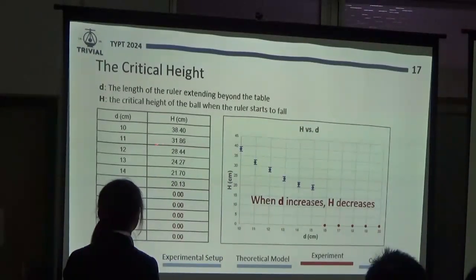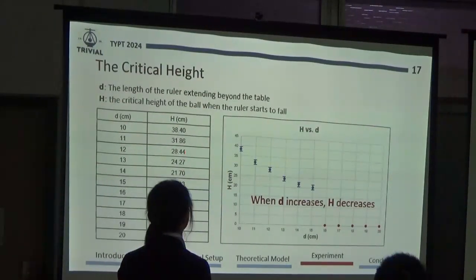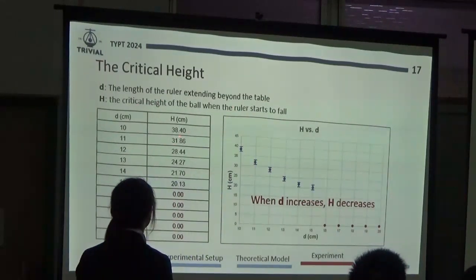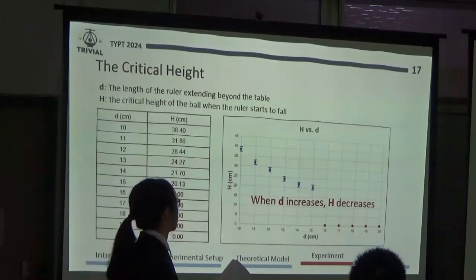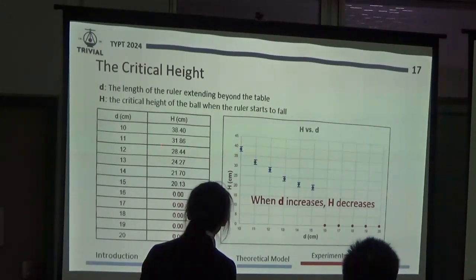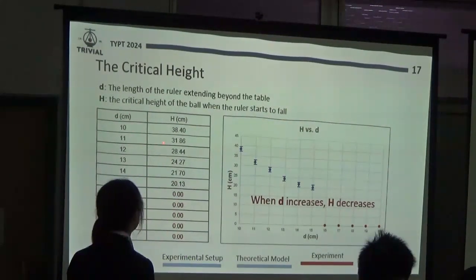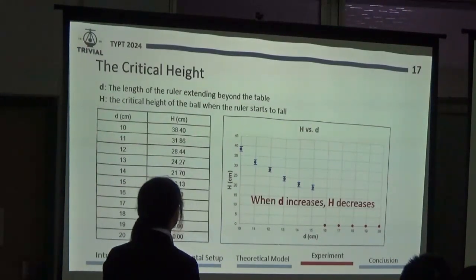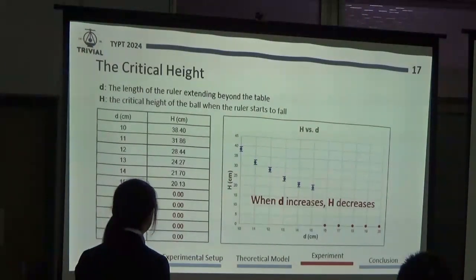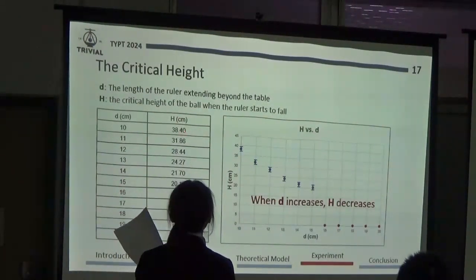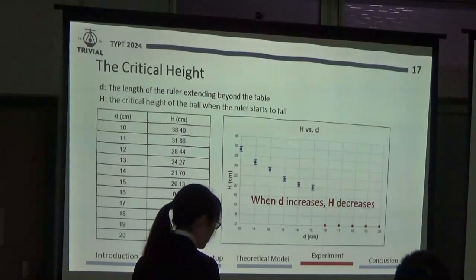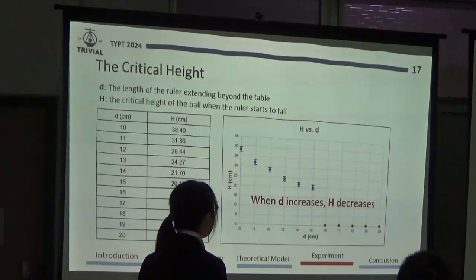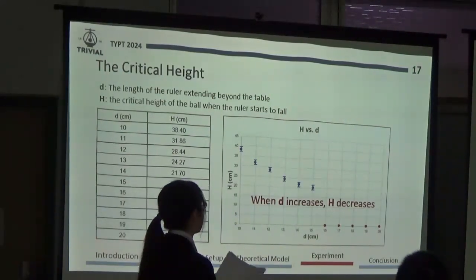The table over here shows the relationship between D, which is the length of the ruler extending beyond the table, and H, which is the critical height of the ball when the ruler starts to fall. And so we can see when D increases, H, the critical height, decreases. But once D is longer than 15 centimeters, H suddenly drops to 0, and that is because the impulse created by the ball itself is enough to push the ruler down the table.